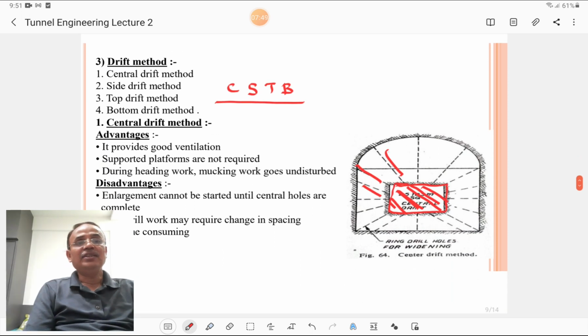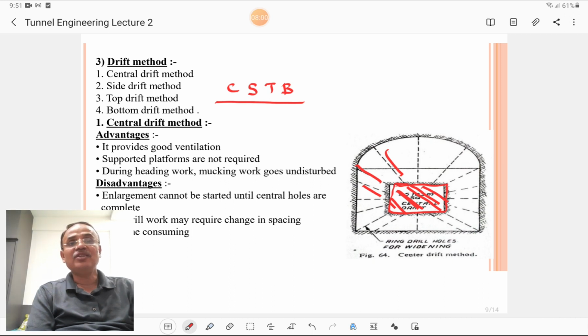Then the drift method. What is a drift? Drift is nothing but the central or side portion of the tunnel which is to be excavated at the earliest. According to that position, this method is divided into the central drift method, side drift method, top drift method, and bottom drift method. CSTB: central, side, top, and bottom.